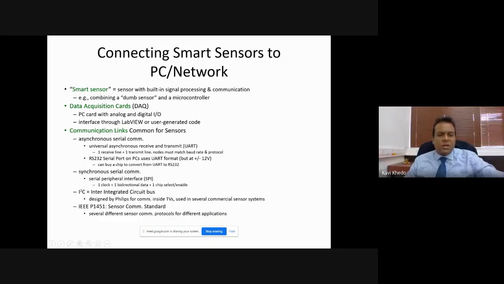So you have communication links. Basically, we use UART, universal asynchronous receive and transmit, for asynchronous serial communication. This is a protocol, if you may say so, that we use very often. And for synchronous serial communication, we use SPI, serial peripheral interface, between your sensor system and the computer. Okay, what else here? Let me proceed to the next slide.